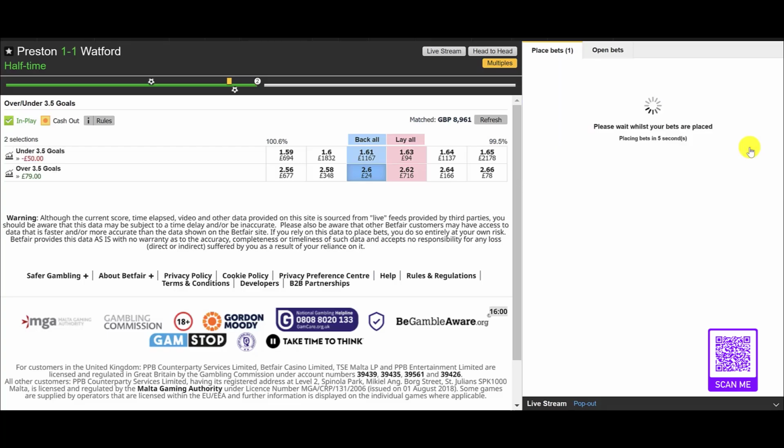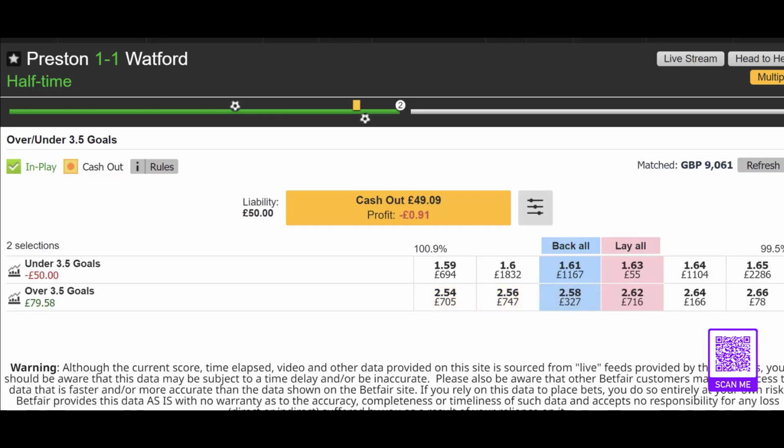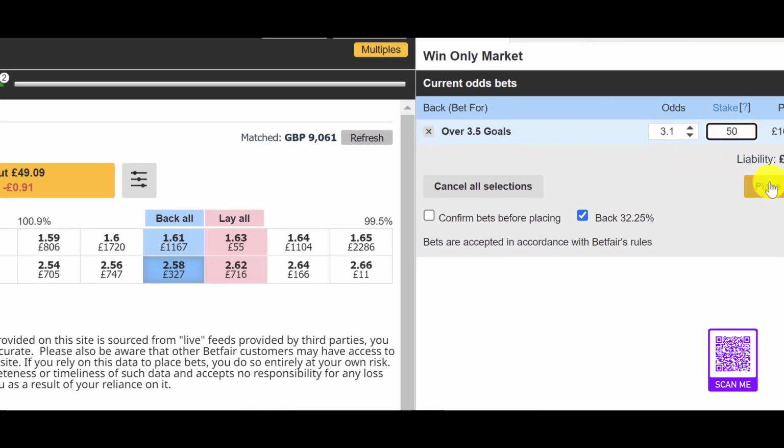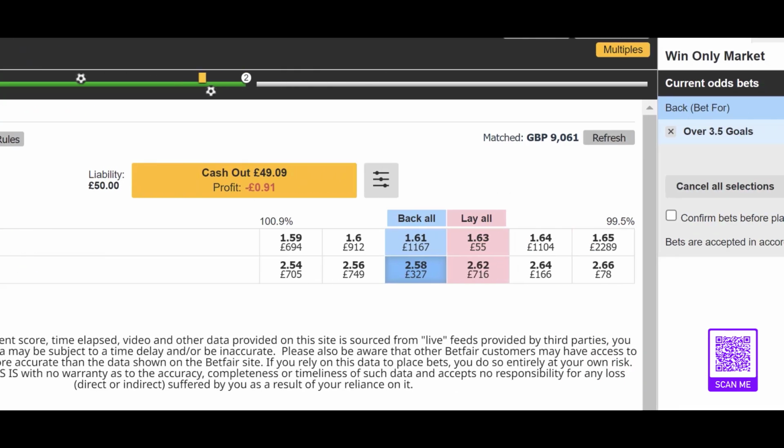So breaking up the stake is going to be the order of the day. As you know, this price is going to rise, and we want to take advantage of the rise in the odds, and so we will go in with 2.58 and then 3.1, and then we'll go in at 3.6.